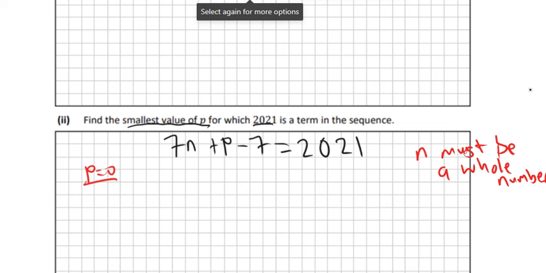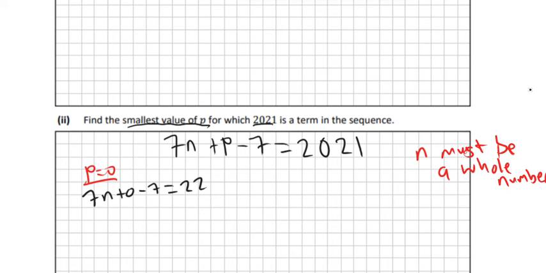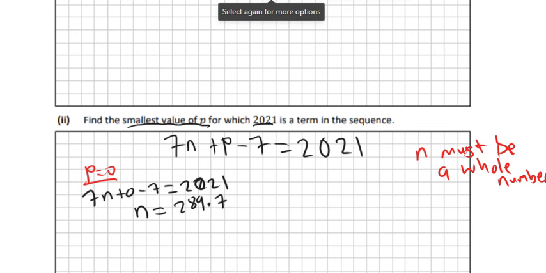So 7n plus 0 minus 7 equals 2021. If I bring over the minus 7 to the other side, I'll get 2028, and then divide across by 7 and see what n is. So you should get n equals 289.7, and it keeps going on. So we don't get a whole number there, so you must go to the next one. You just have to keep going.